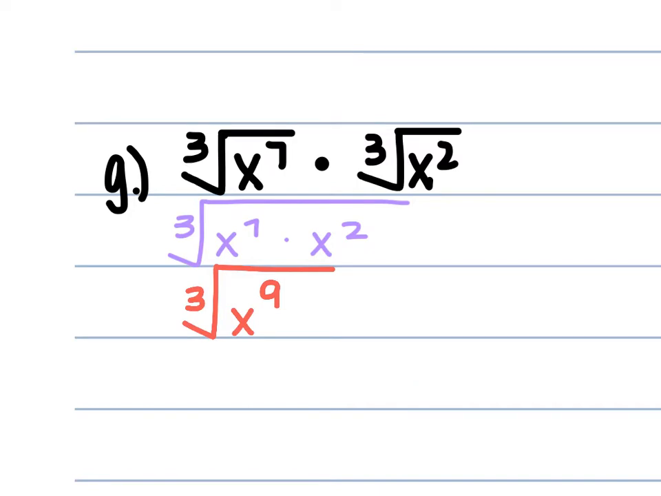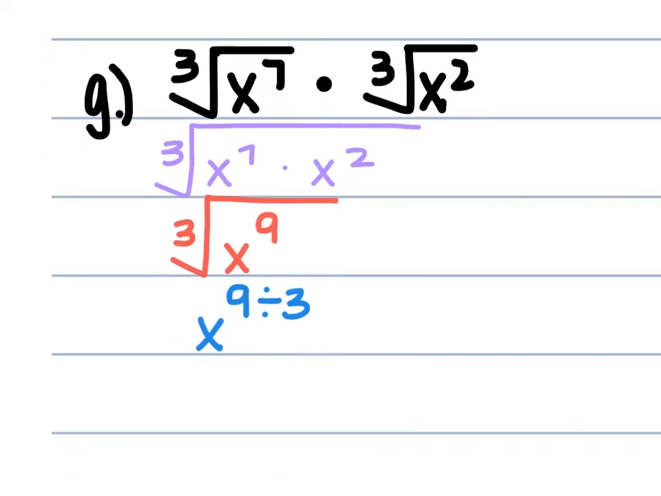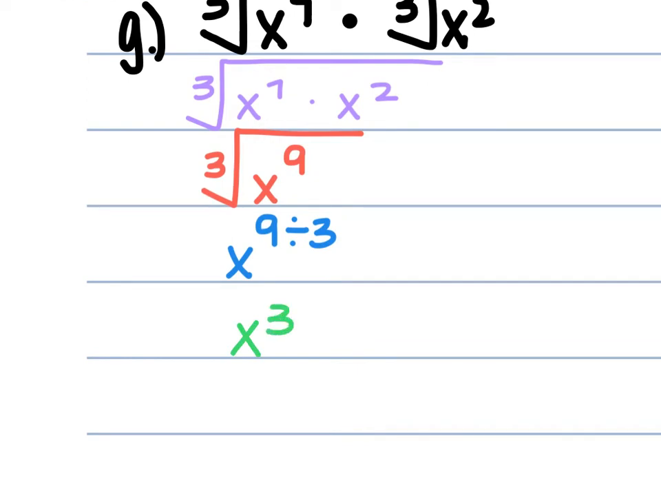We have the cube root of x to the ninth. Remember, divide that exponent by the index. So 9 divided by 3 is 3, and this is just x cubed.